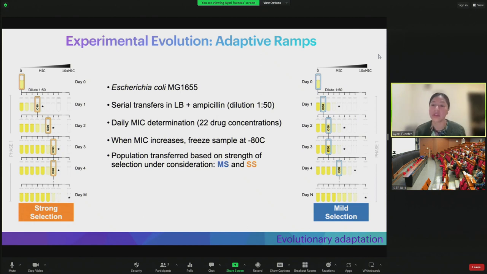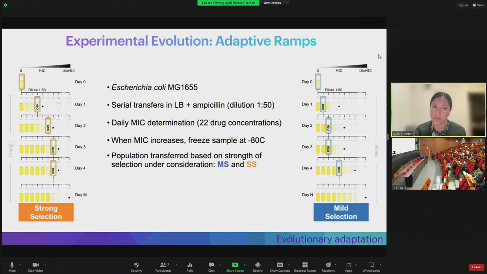We are going to have two different treatments: the strong selection and the mild selection. For the strong selection, what we are going to pass every day is what we call the IC90, which is the inhibitory concentration at 90%. We measure the MIC and we transfer the last population that we see actually grow, that we detect grow. For the mild selection, we measure the MIC and we transfer the IC50, which is the population at 50% of the inhibition. So they were two very different treatments.